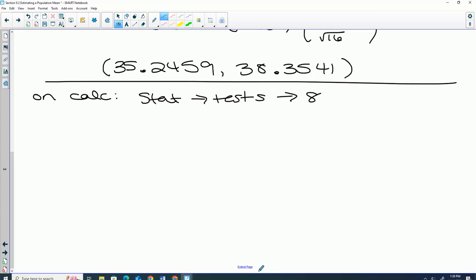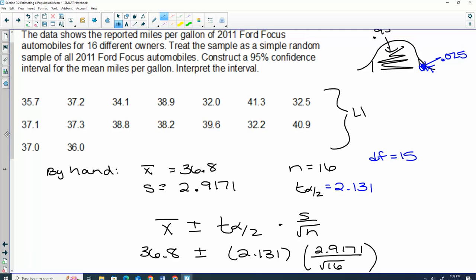Stat, test number 8. Now, you notice at the top, it has a question: input, data or stats? Data is when I gave you all these original values and we entered them in L1. Stats would be if I gave the problem and just said the mean is this and the standard deviation is that. So I gave you these original points, so we want to keep it on data.